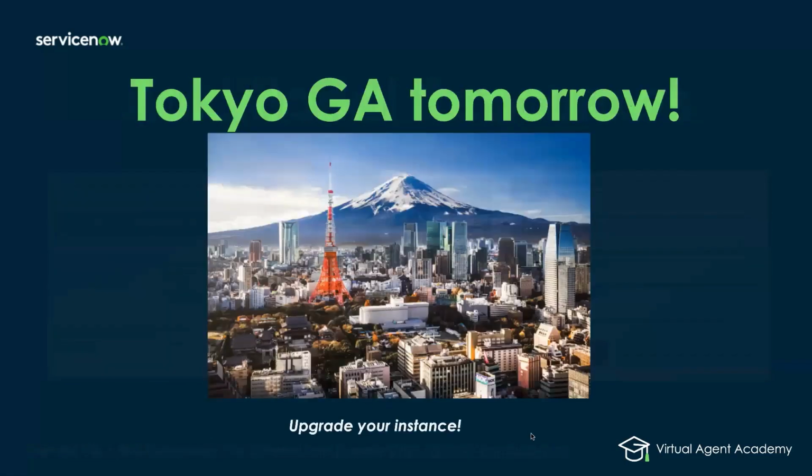In terms of announcements, Tokyo GA is tomorrow, September 21st. So tomorrow, be sure to upgrade your instance. We have a lot of cool innovations coming in our Tokyo release. And what you're about to see is just one of them for the virtual agent.